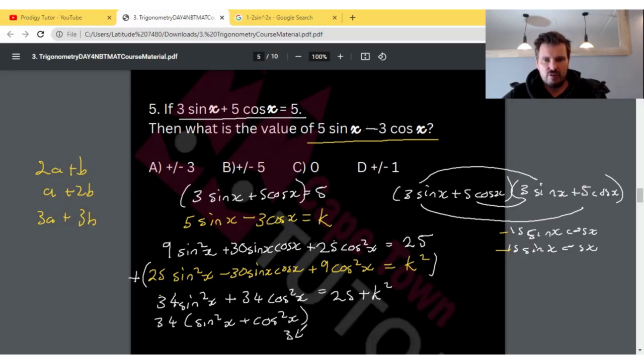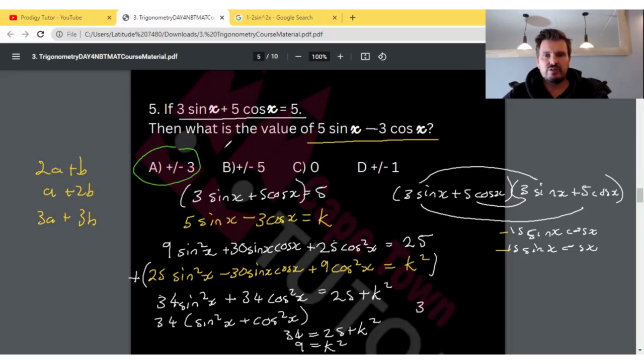So we get 34 equals 25 plus k squared. Well, for this to be true, 34 minus 25 is 9. So 9 equals k squared. So k must be 3, because 3 times 3 would give you 9. But also minus 3 works, right? Minus 3 times minus 3 is also 9. So it's a plus or minus 3.